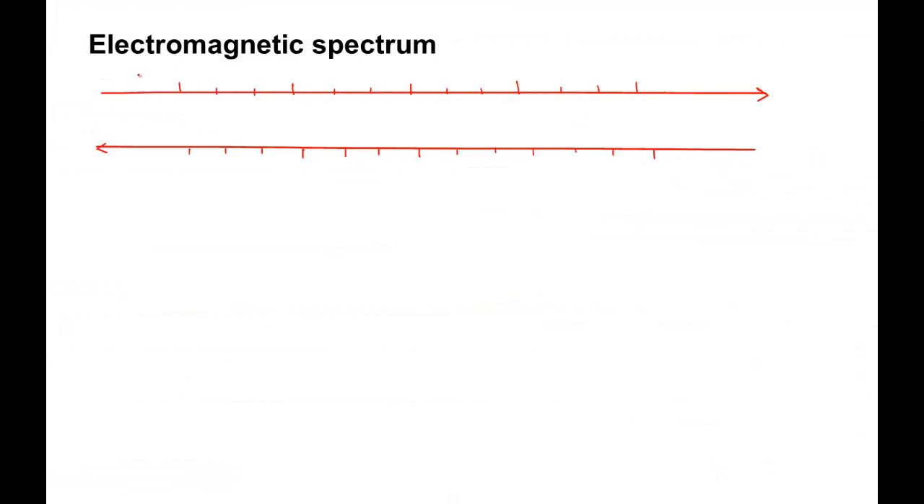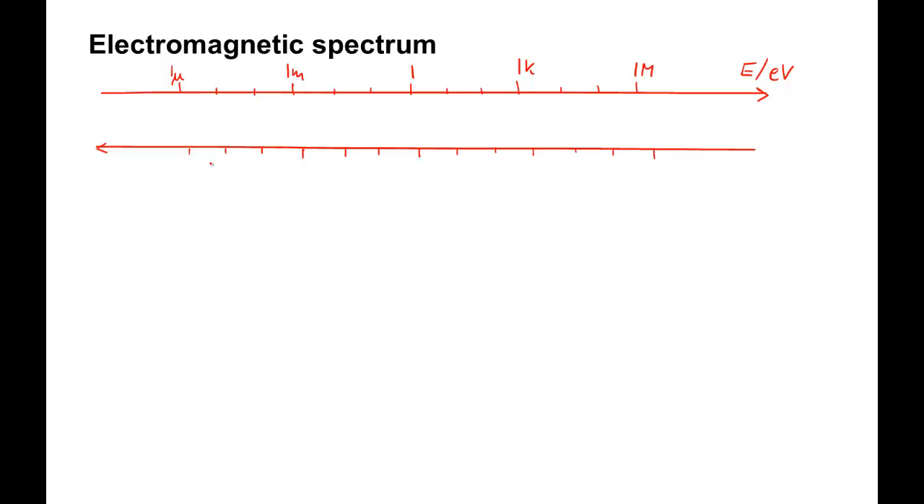The electromagnetic spectrum shows the range of all possible wavelengths and photon energies for light. Here is a logarithmic energy axis in electron volts. Let's go from 1 microelectron volt to 1 mega electron volt. It's a logarithmic axis.